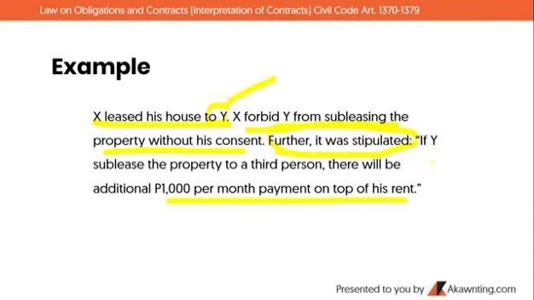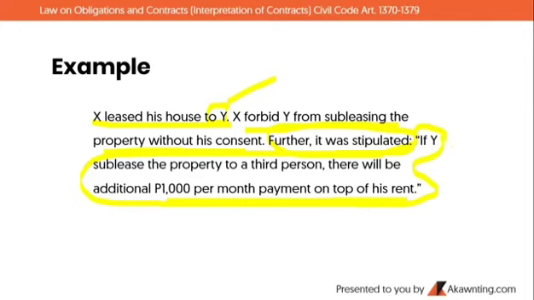gawin nyo muna to. Try nyo nga munang basahin itong last, okay? Last sentence na ito. Pag binasa nyo itong last sentence na ito, anong maintindihan nyo? If Y sublease the property to a third person, there will be additional 1,000 per month payment on top of his rent.